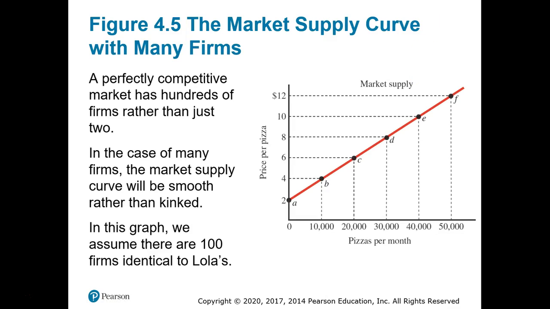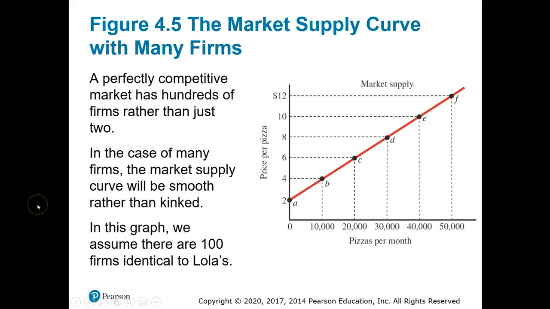In a perfectly competitive market, hundreds of firms rather than just 2 are involved. In this case, with many firms, the market supply curve will be smooth rather than kinked, because that small benefit is going to be somewhere in that curve. We assume that there are 100 firms identical to Lola's, so you're not going to see the bend as easily when you do all, let's say, in a nation. It's going to be a smaller, less noticeable change. You'd have to get really close with a magnifying glass to actually see the change.